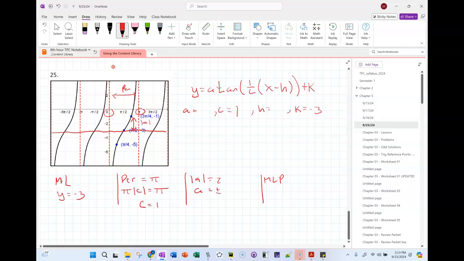So the A is plus or minus 2. How do I know whether it's positive or negative? Go from low to high. Low to high is what the graph is doing. That tells me the A is positive. Excellent. Thanks, Kolbs.